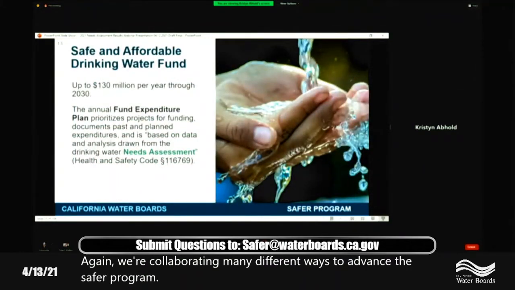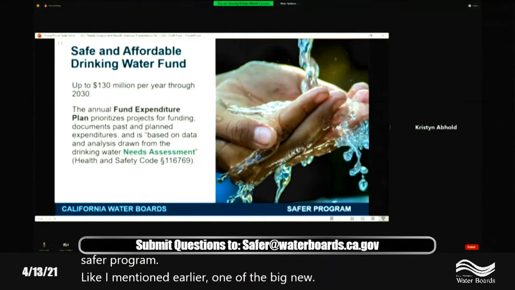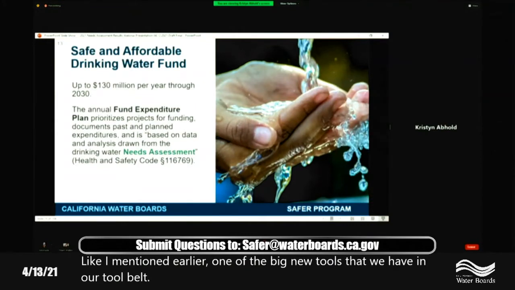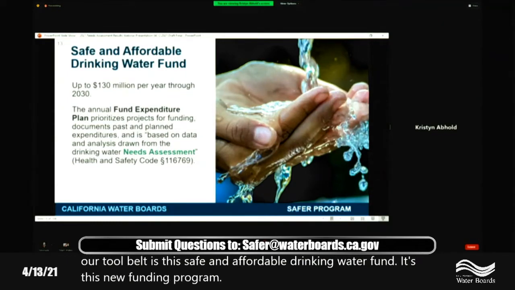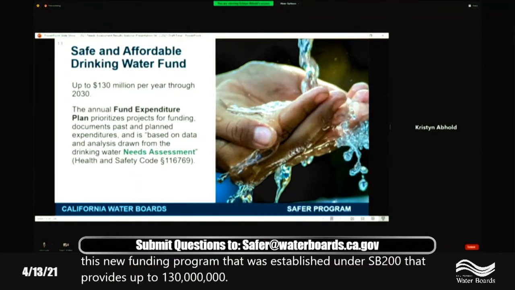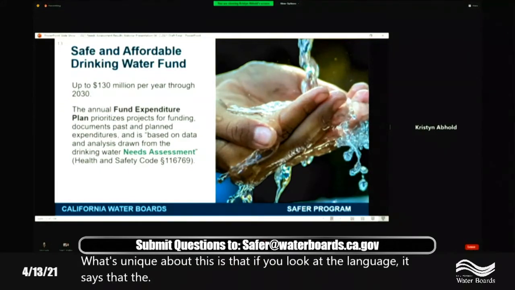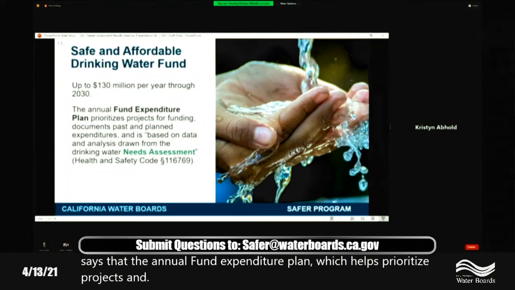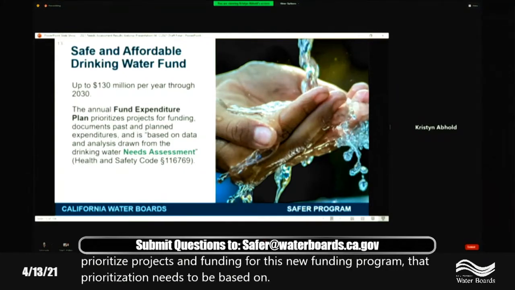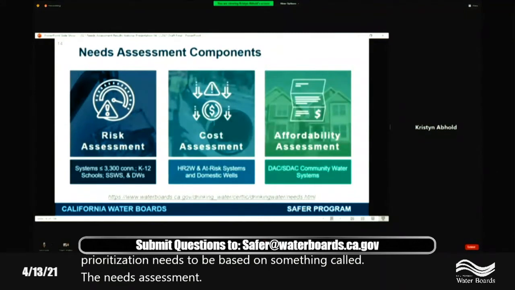Like I mentioned earlier, one of the big new tools that we have in our tool belt is this Safe and Affordable Drinking Water Fund. It's this new funding program that was established under SB 200 that provides up to $130 million a year through 2030. What's unique about this is that if you look at the language, it says that the annual fund expenditure plan, which helps prioritize projects and funding for this new funding program, that prioritization needs to be based on something called the needs assessment. What is the needs assessment?